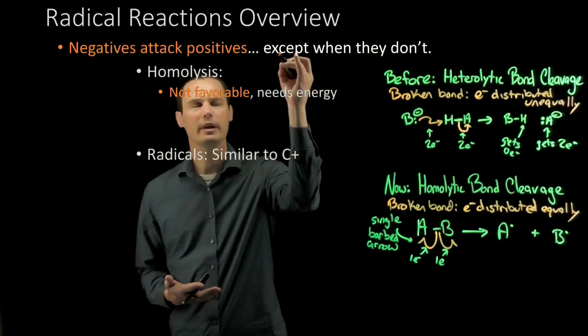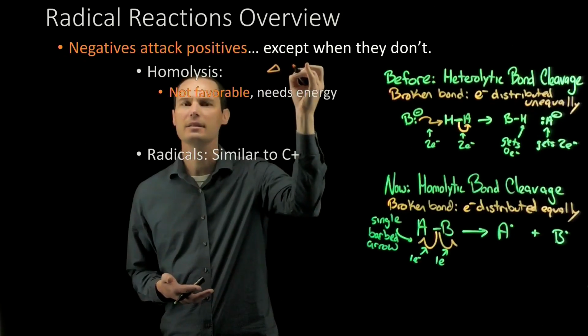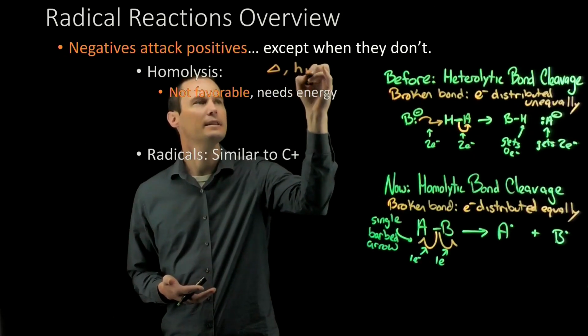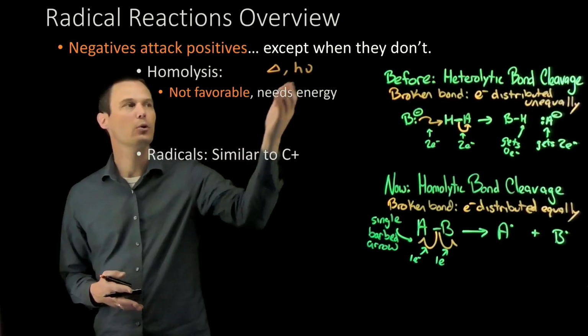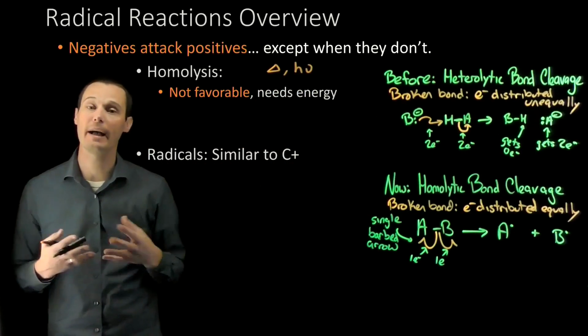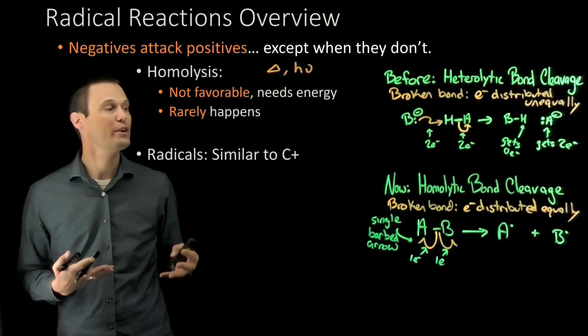And when we input energy into the system, there's a couple of ways we can do this. One of the ways is to add heat. Another of the ways is to add light. What we need to do is add energy. We can either add thermal energy in the form of heat or electromagnetic energy in the form of high energy photons or light. Another thing that's true about homolysis is that it rarely happens.